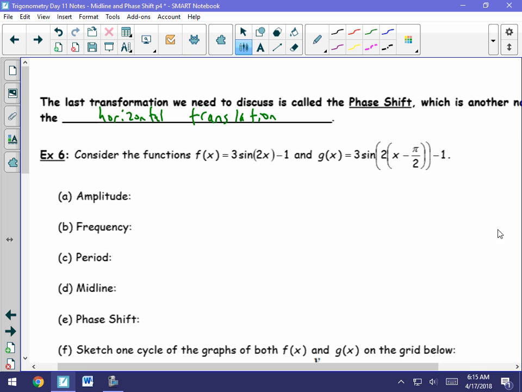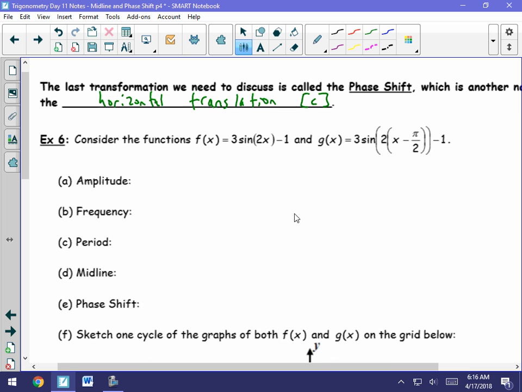Okay, so basically we just need to notice, it's the c value in that function, so just need to notice that there's a horizontal translation going on. So they're just giving us two functions here, right? And if we run through all the important information, you'll notice it's basically the same for both of them, right?